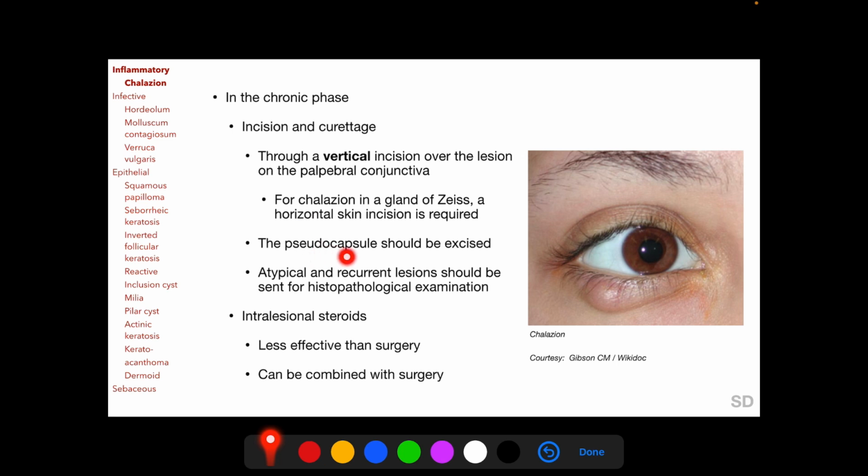Preferably the pseudocapsule of the chalazion should be excised, and atypical and recurrent lesions should be sent for histopathological examination, particularly in elderly individuals. Intralesional steroids are less effective than incision and curettage and can be combined with incision and curettage.